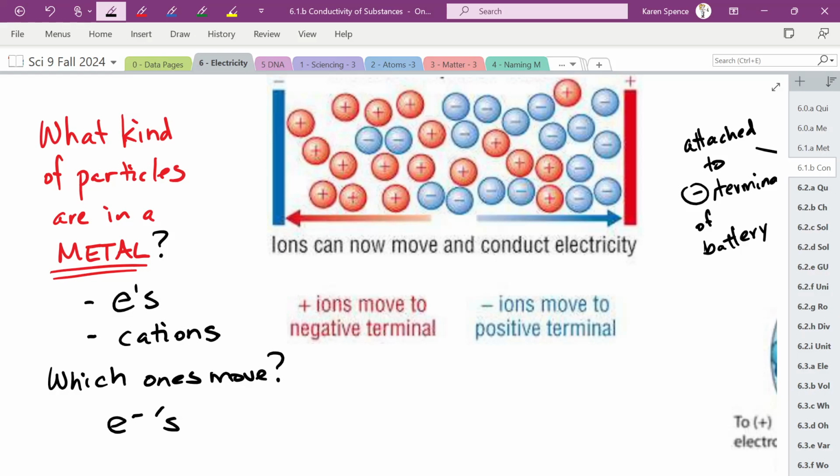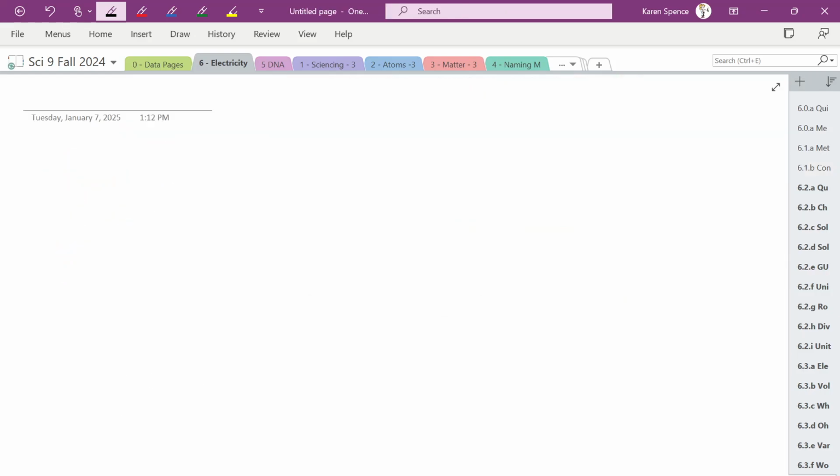So what kinds of things might I ask you on a quiz or a test around this? I could say, in an ionic solution, what are the charged particles that move? Should I write this down somewhere? Yes, let's do that. Okay. Questions I could ask.